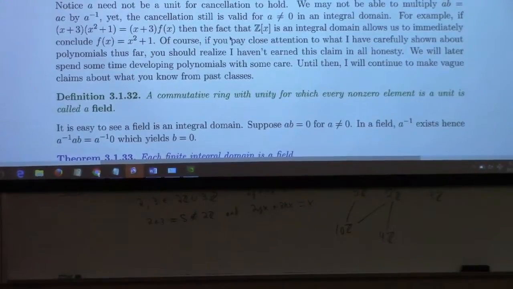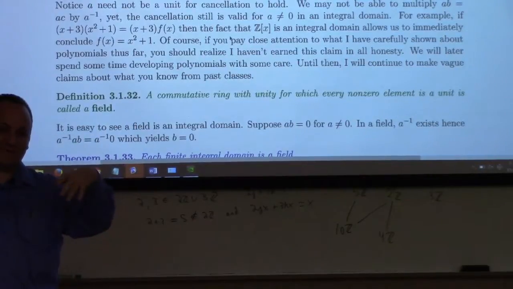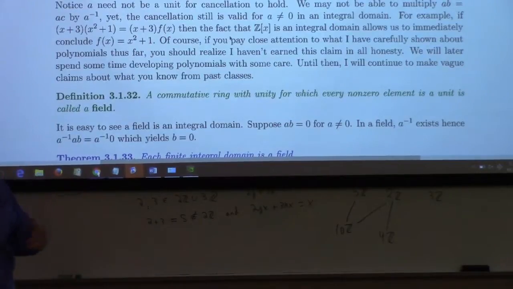Now, spoiler alert, eventually we'll find out that you can take an integral domain and, for everything that's not a unit, you can find a larger space in which those non-zero things that aren't units become units. There's always something called the field of fractions over any integral domain. We'll construct that later. But for the moment, we're just doing cancellation. I've told you more than is in the notes, but that's because you guys came today, so I'm being nice to you. Anyway, a commutative ring with unity for which every non-zero element is a unit is called a field.